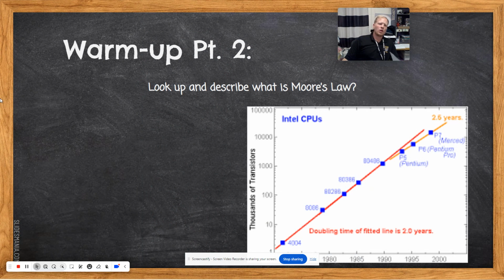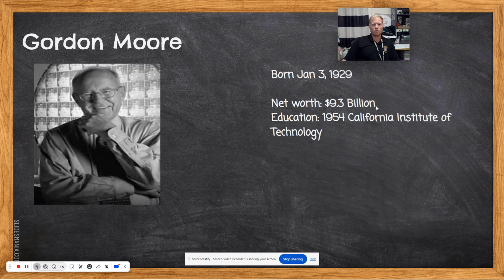All right, now, warm up number 2. I want you guys to take a second, go ahead, and look up and describe in your own words what is Moore's Law.